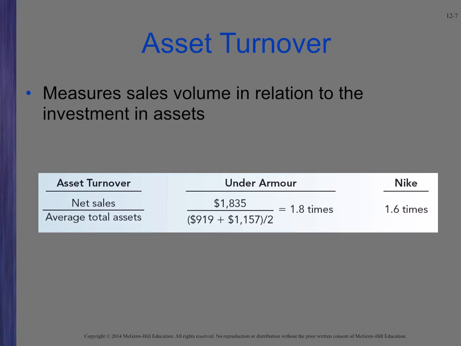Then we compare Under Armour's asset turnover to Nike's asset turnover. Under Armour generates 1.80 in sales for every dollar it invests in assets. Nike's asset turnover is just slightly lower at 1.6.